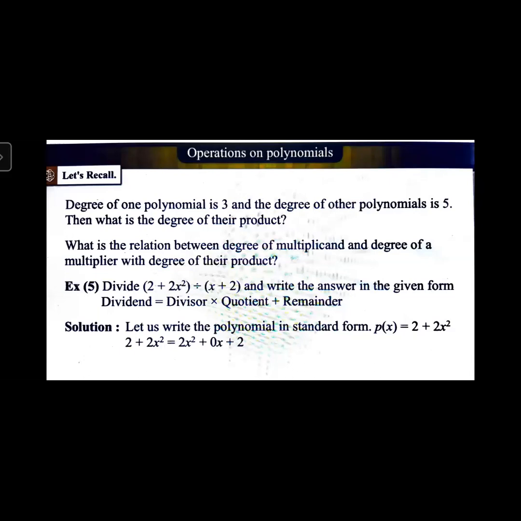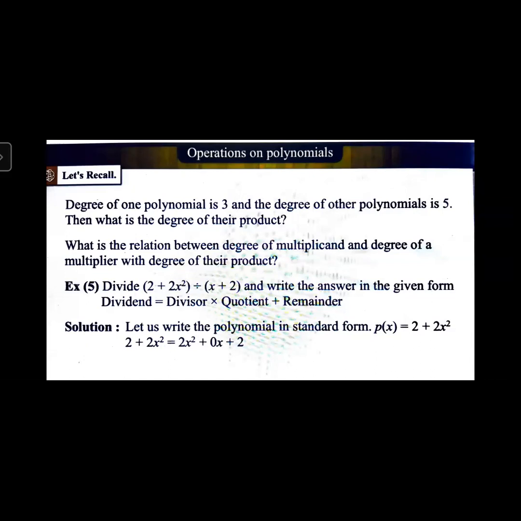Fine. So let's see. Divide 2 plus 2x square by x plus 2 and write the answer in the given form: dividend is equal to divisor multiplied by quotient plus remainder. So let us write the polynomial in standard form. Polynomial of x is equal to 2 plus 2x square.